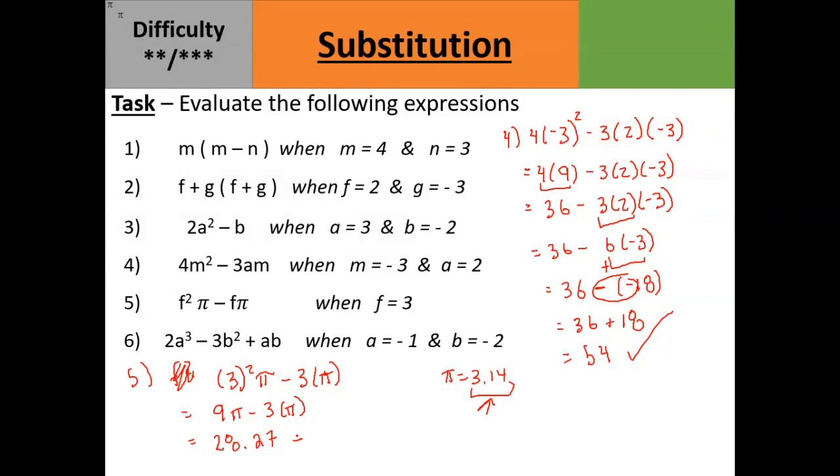And then take away 3 times pi, which is going to give me 9.42. So I'm going to do that, 28.27 minus 9.42, and I get 18.85 as my final answer.